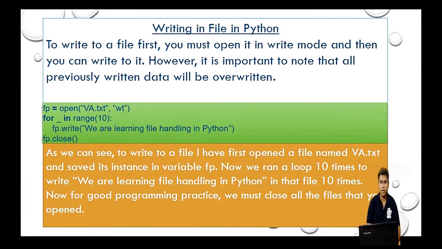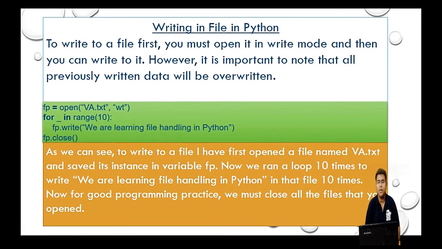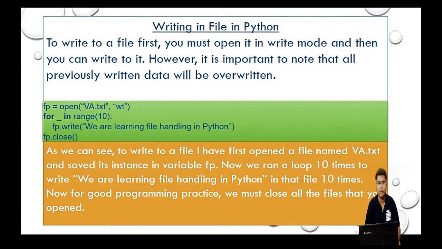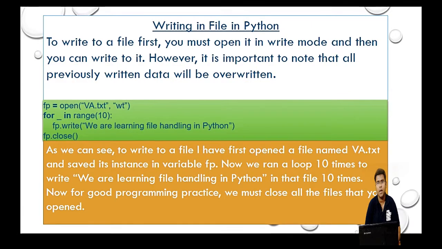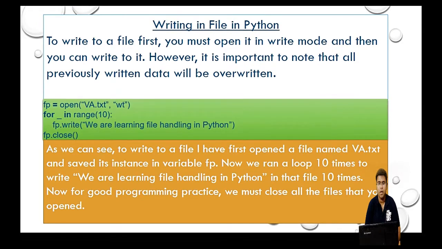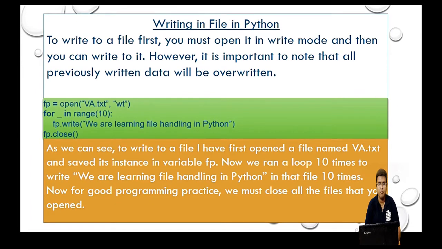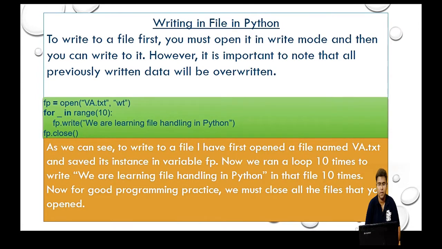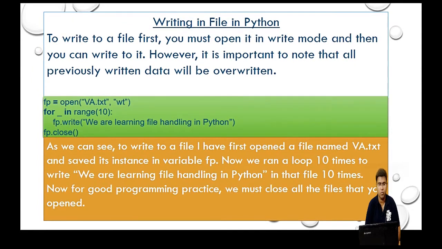Next, moving further, writing in a file in Python. Previously we learned that whatever operation you are going to perform, first you need to open the file. After opening the file, you can perform operations like writing or appending. Whenever you are going to write for the first time, you need to perform this following operation. Just look at the syntax. fp equals open, and I am opening a file named va.txt in write mode, wt, writing in text mode.